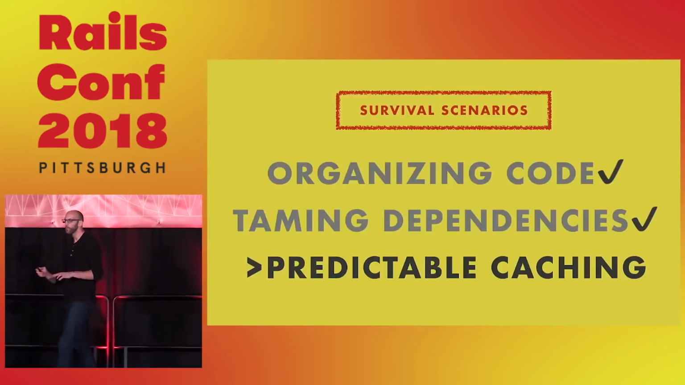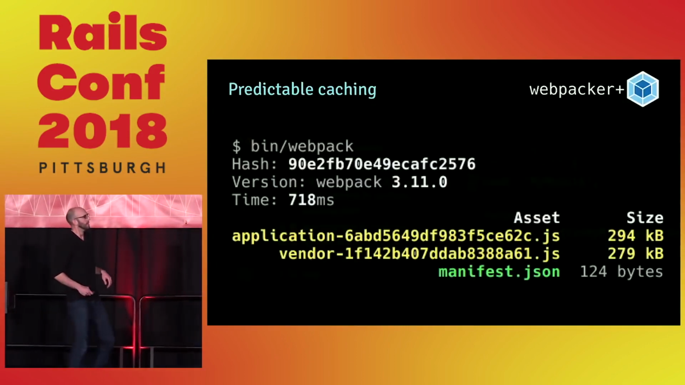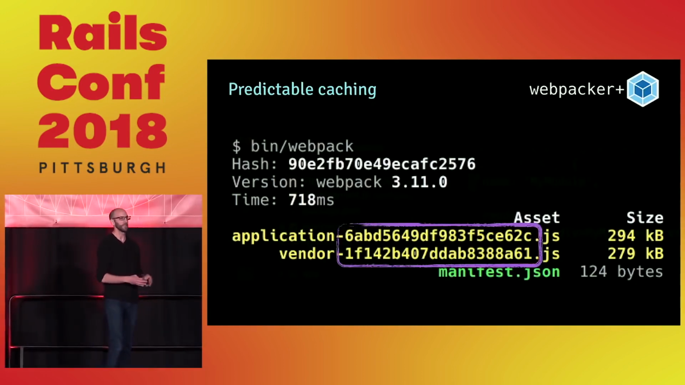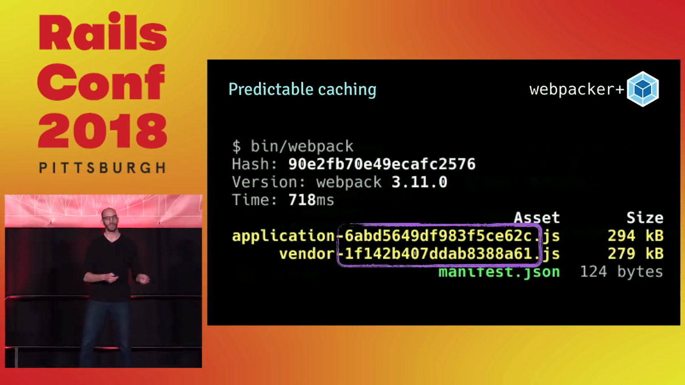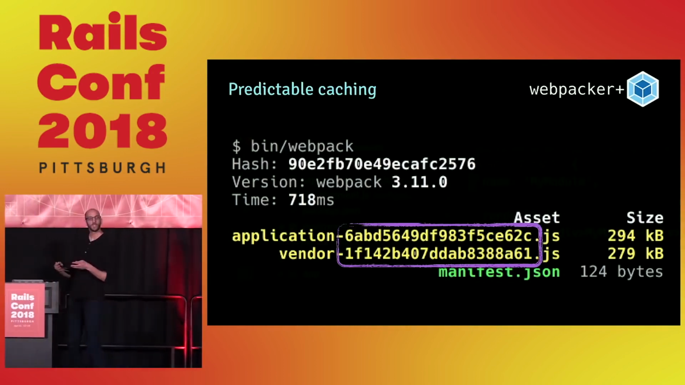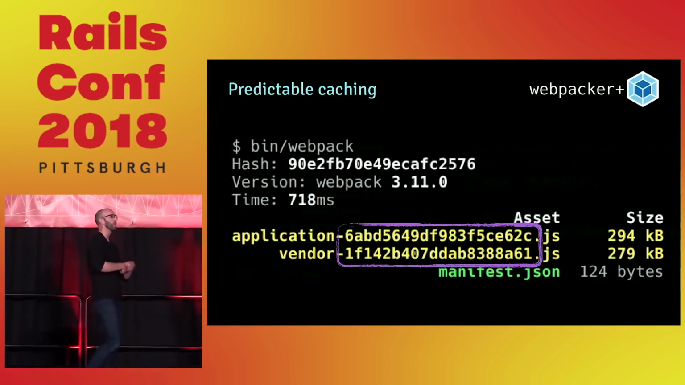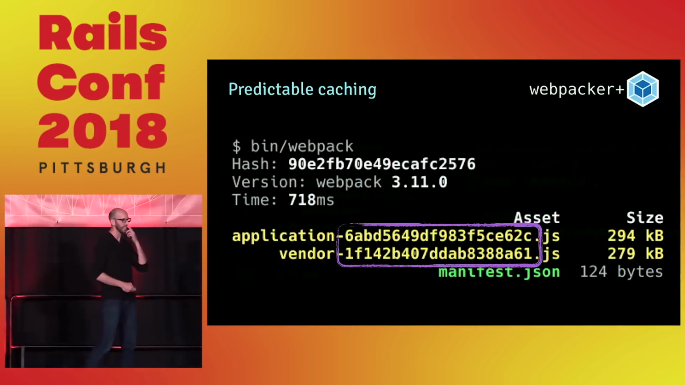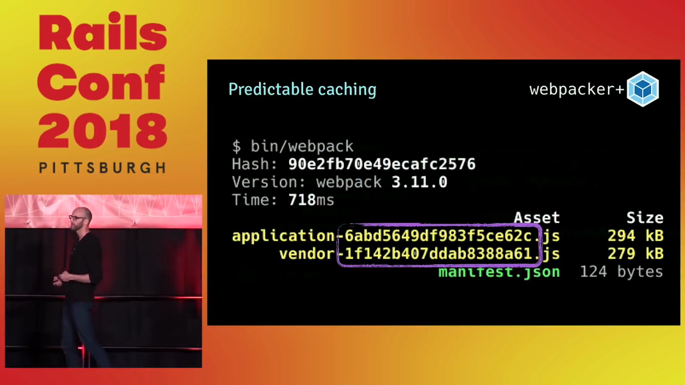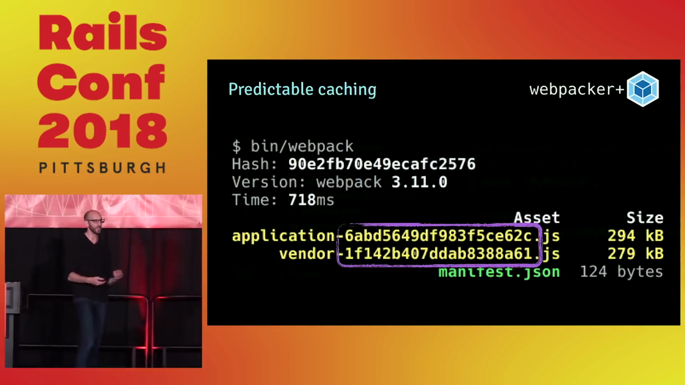All right, finally, predictable caching. Now let's talk about fingerprints. So when we ran our build and we have these two bundles, just like we have in the Rails asset pipeline, we get fingerprints added to the file names. For those who are unfamiliar, this represents a digest of the contents of these bundles. And what we want is for those digests to stay consistent if the contents don't change, so we can cache them for long term. And if the contents do change, we want that digest to update.